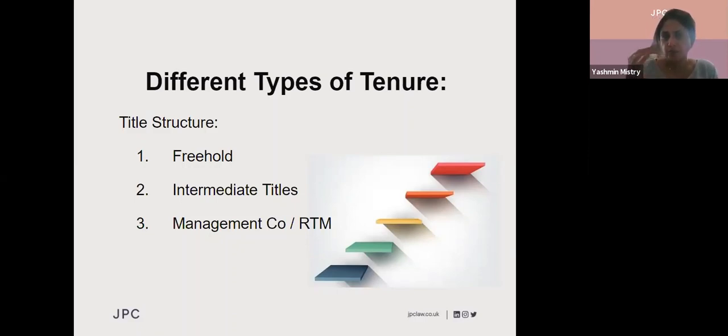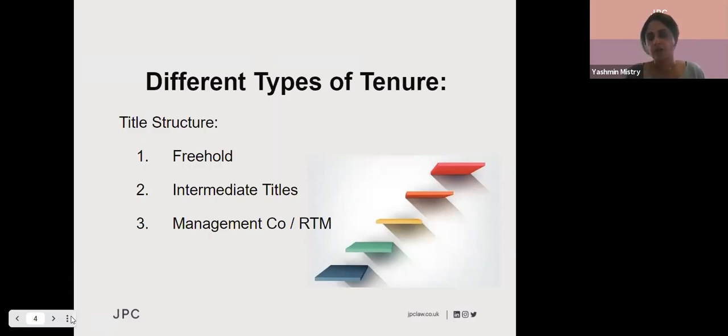So you've got the freehold, you've got intermediate titles, you've got management companies, and sometimes also you've got right to manage companies which sit outside all of that. And right to manage companies are where leaseholders have got together as a collective effectively, and they have formed a special kind of vehicle which is called a right to manage company. They've gone through a process and then taken over essentially the management functions under the terms of the lease.